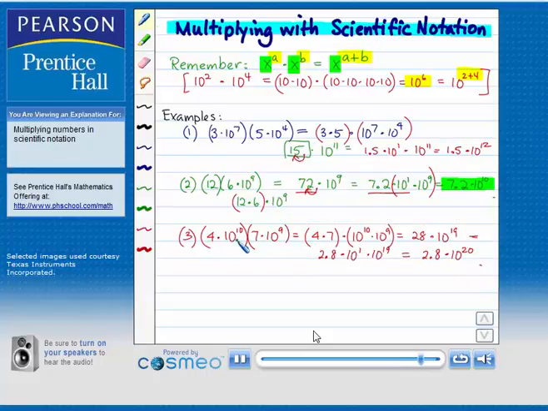Notice once again I have used the commutative property. 4 times 7, 10 to the 10th times 10 to the 9th. I've used the associative property to associate 4 and 7, and 10 to the 10th and 10 to the 9th. 4 times 7 is 28. 10 to the 10th times 10 to the 9th is 10 to the 19th. Then, of course, I need to take 28 and write it in scientific notation. That would be 2.8 times 10 to the 1st times 10 to the 19th, and then I can simplify 10 to the 1st times 10 to the 19th as 10 to the 20th. So my result would be 2.8 times 10 to the 20th.